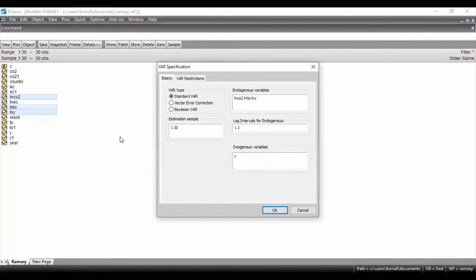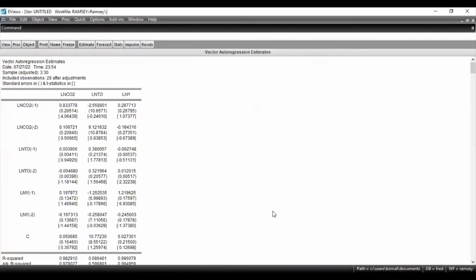Okay, so this is the VAR specification wherein the VAR type is standard VAR and keep the rest of the things as default, including the lags, and then click OK. So this is the result for your vector autoregression estimates.